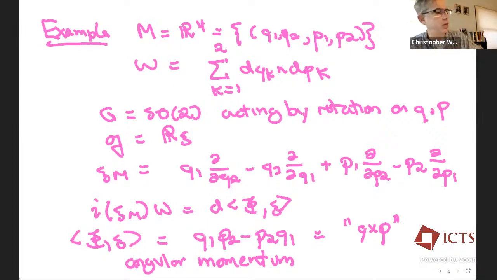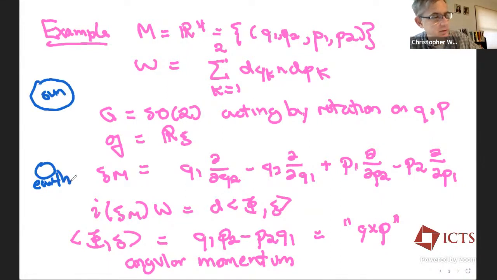So a typical application in physics would be you would think of maybe the sun as having much larger mass than the Earth, and then this vector q would be describing the position of the Earth, and then the Hamiltonian for this system has this rotational symmetry, and you'd like to solve for the Hamiltonian flow.